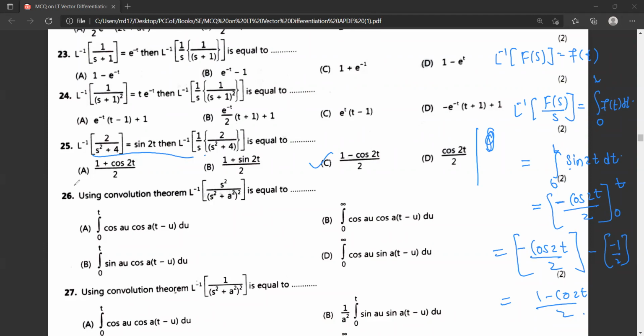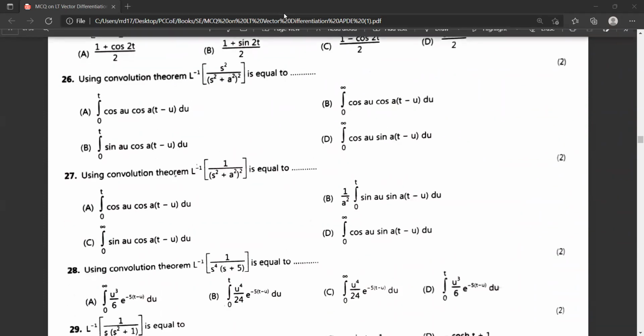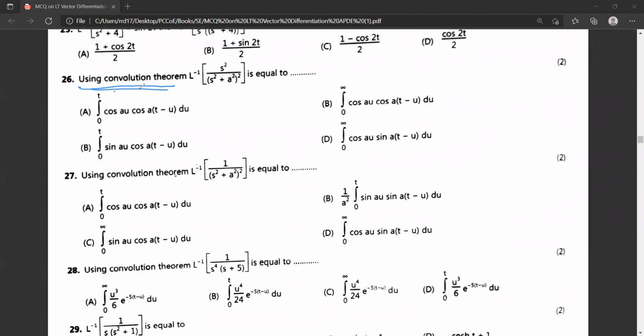Yes, sir. Okay, fine. Now next, using the convolution theorem. See, if they ask you, they have already given the hint: use the convolution theorem. So convolution is the product. Here you just have to separate the terms. How are you going to separate? s upon s square plus a square into s upon s square plus a square. And you know that this is the Laplace transform of what? s upon s square plus a square is the Laplace transform of what?